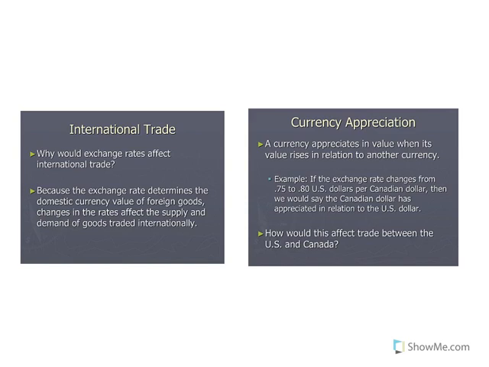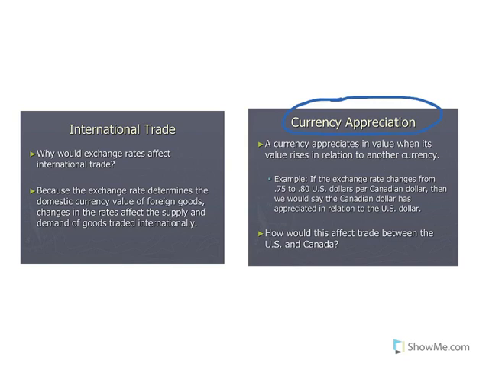So one thing that can happen is what we call currency appreciation. And so that's what you see on this slide right here. By definition, currency appreciation just means that its value rises in relation to another currency. So in our previous example, we said the exchange rate between the US dollar per Canadian dollar was 0.75. So I would need 75 cents to buy 1 Canadian dollar. But let's say that exchange rate changes from 75 cents to 80 cents.